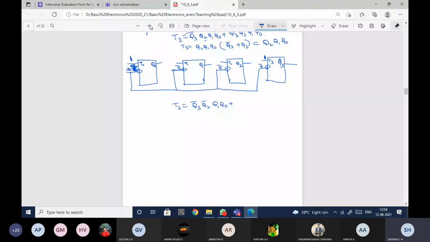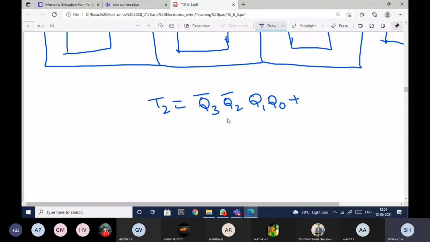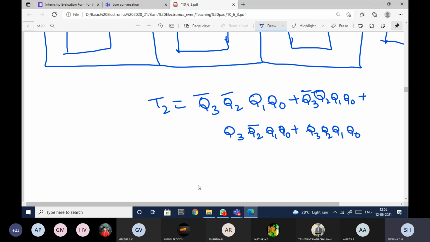Let me just write the equations. So T2 is equal to Q3 bar, Q2 bar, Q1, Q0, plus Q3 bar, Q2, Q1, Q0, plus, here you have got 4 terms, next is Q3, Q2 bar, Q1, Q0, plus Q3, Q2, Q1, Q0. Okay, so this is the equation for your T2.